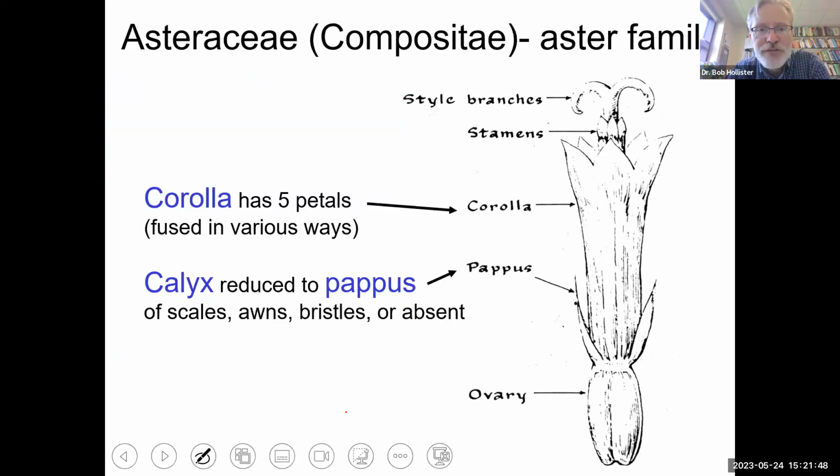So here is one flower. We've got our corolla. Remember, corolla is the generic term for when all the petals are fused together. And our calyx technically just refers to all the sepals, usually when they're fused in some way. In a lot of cases, the calyx is reduced to a pappus. Pappus would be hair-like, feathery-like, awns, bristles, or they could just be gone altogether. That's the stuff you blow when you blow your dandelion. This is one flower.